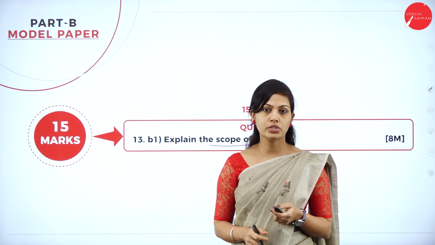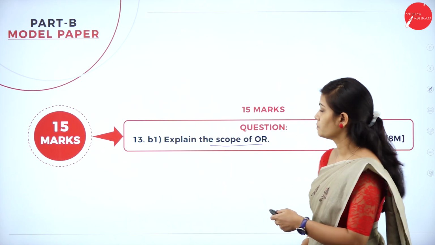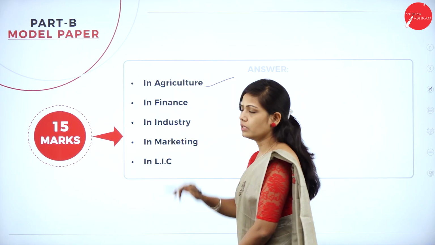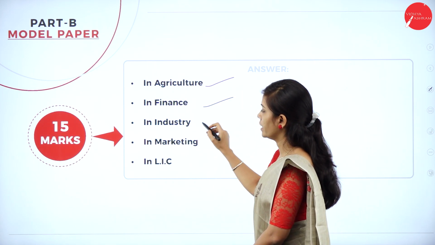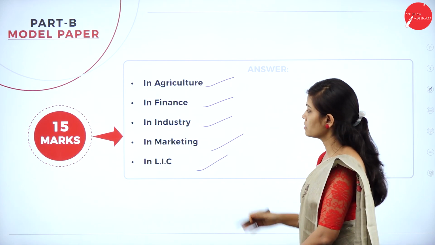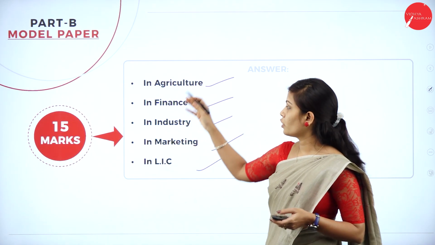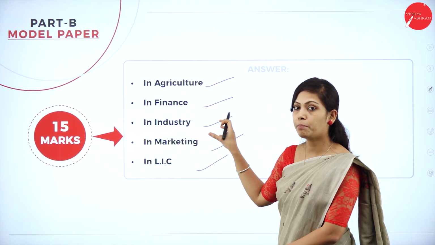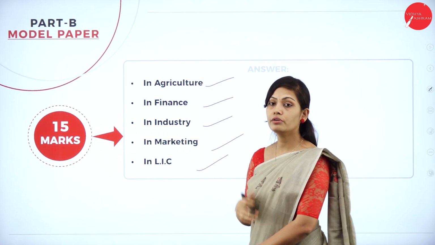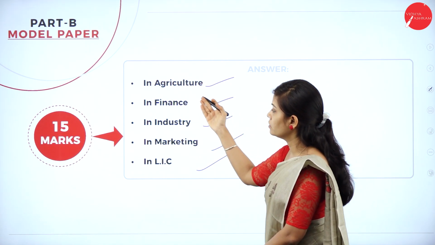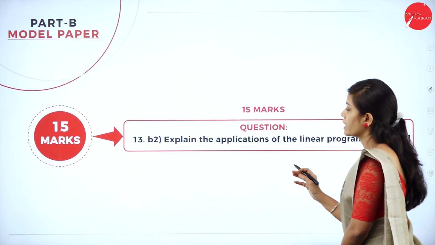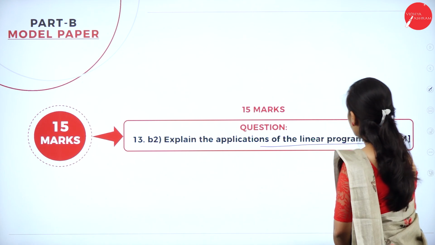These are very important questions for 7 marks and 8 marks. This question is for 8 marks. In agriculture, in finance, in industry, in marketing, in LIC, we are using operation research. These are the scope of operation research, so you have to explain this. This is just a point I have included. You have to explain everything: for which purpose we are using it in agriculture, finance, industry, marketing and LIC. And the next one is: explain the applications of linear programming.